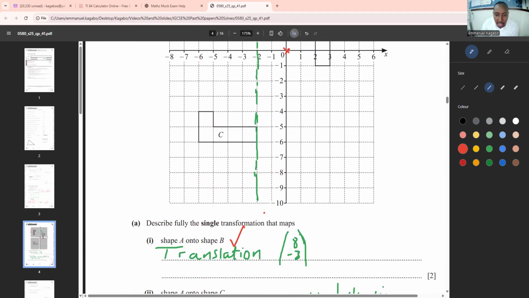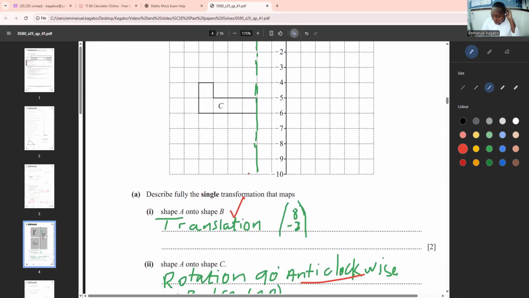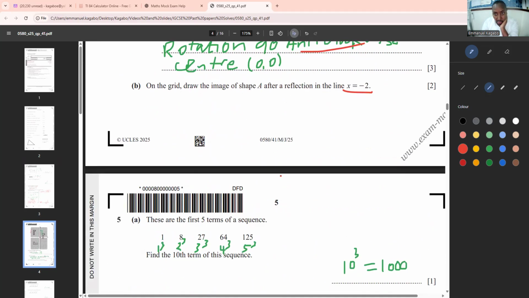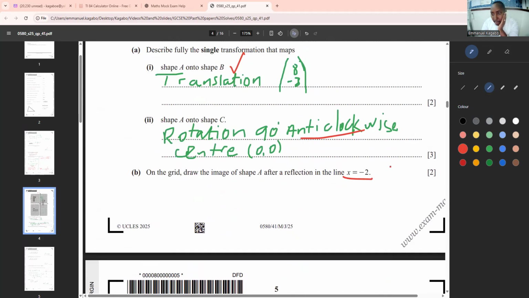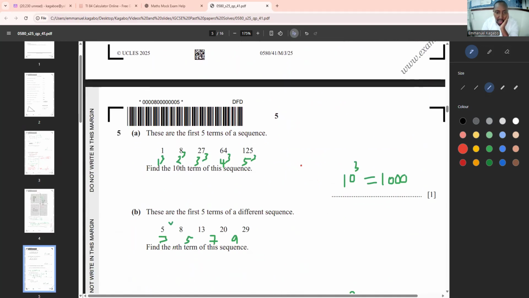So the shape will be going on the other side of the mirror. The mirror line this time is x equals negative 2. So this is the image when you reflect this shape. This is your mirror here, which is x equals negative 2. So, okay, very good. How many marks have you got? 2, 3, 2. Most of the time, the questions on rotation and enlargement are the ones that carry 3 marks whenever you're describing.